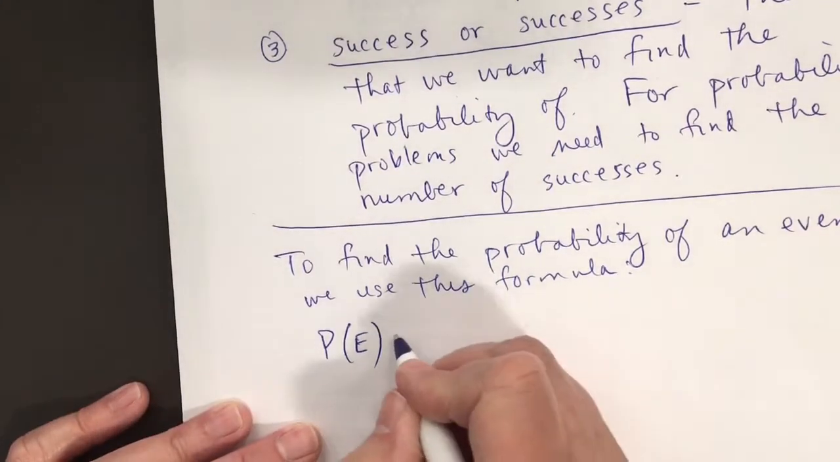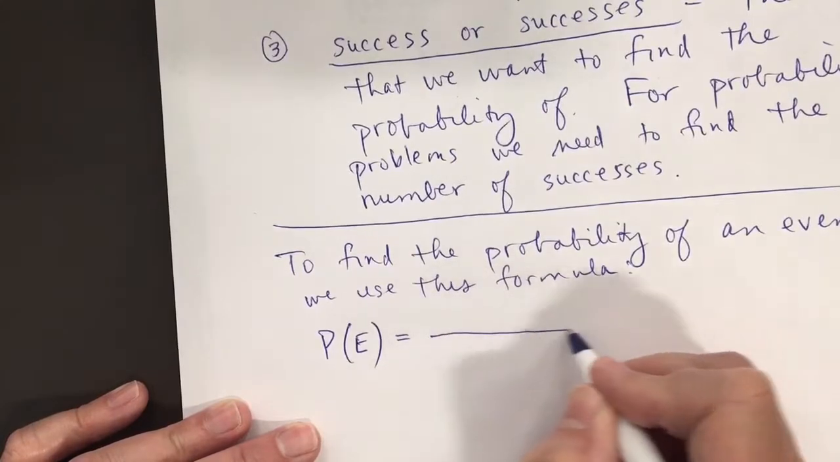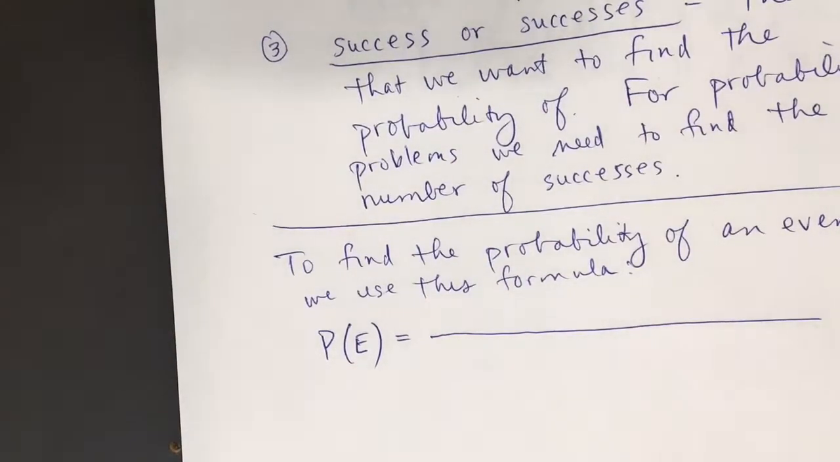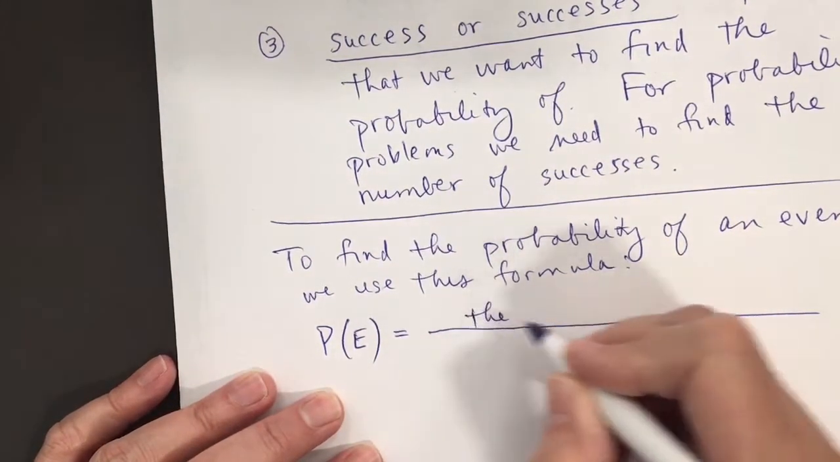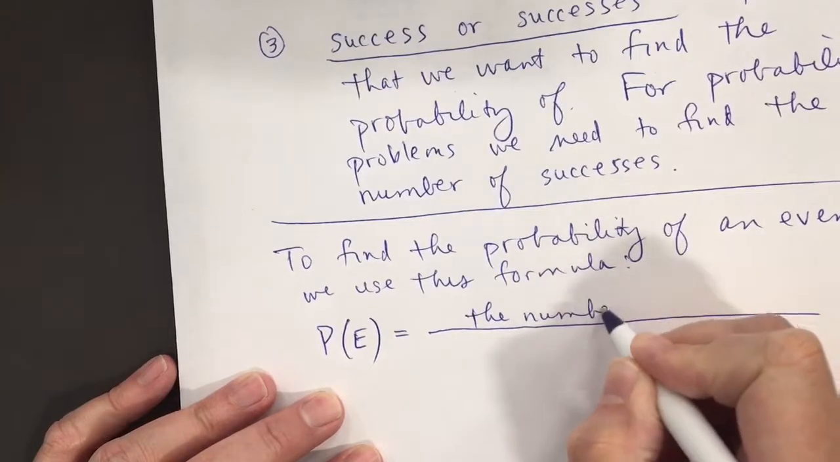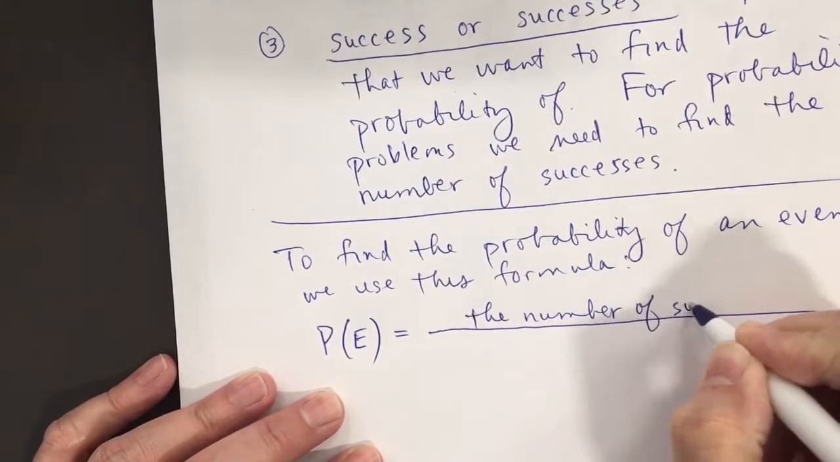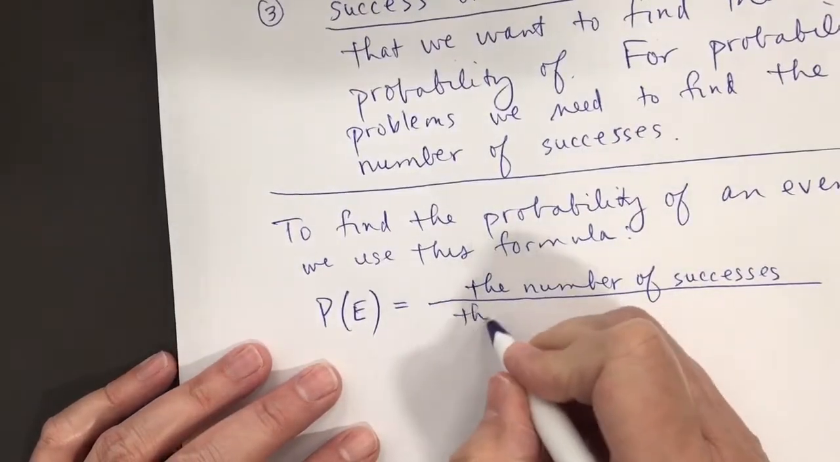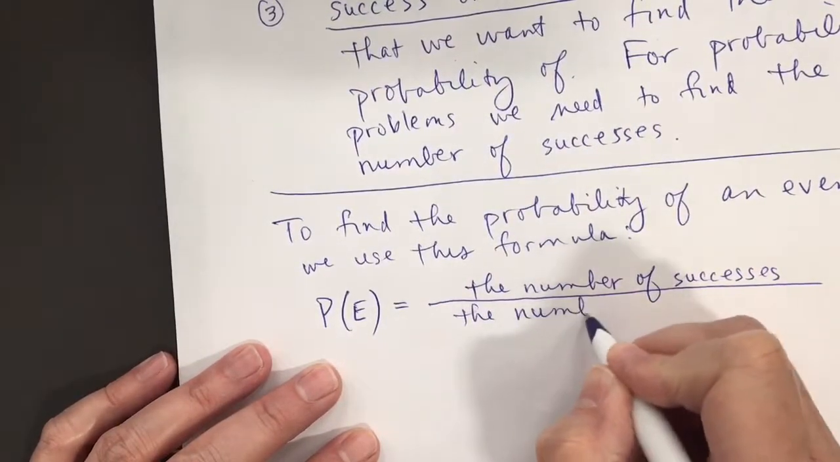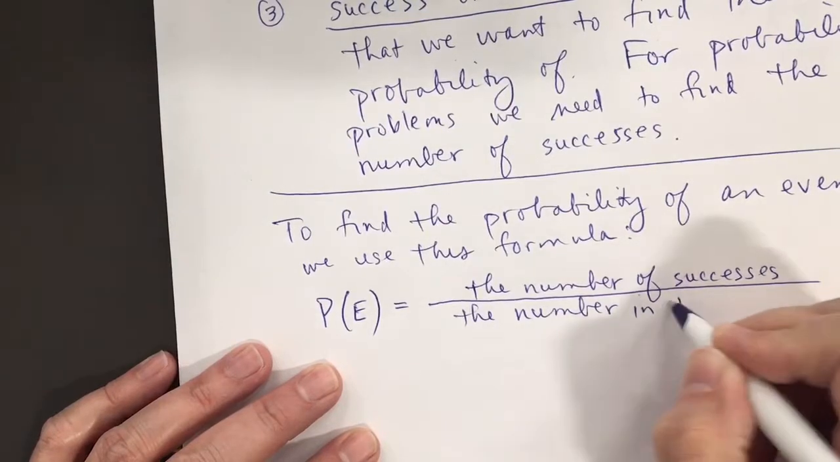P parentheses E equals, here's a fraction bar because it's going to be a fraction. The top number is the number of successes. The number of successes. And the bottom number is the number in the sample space.